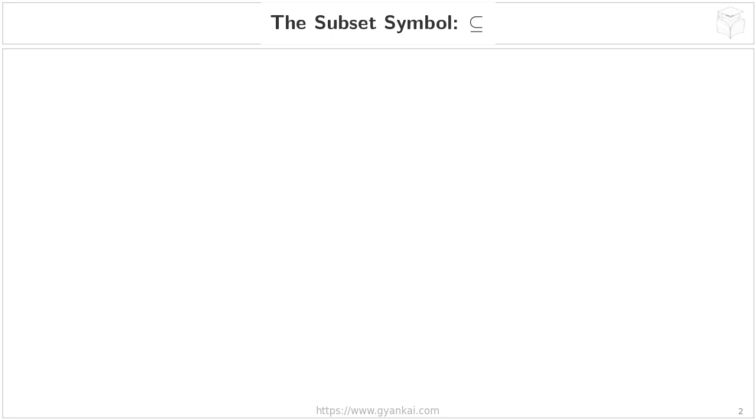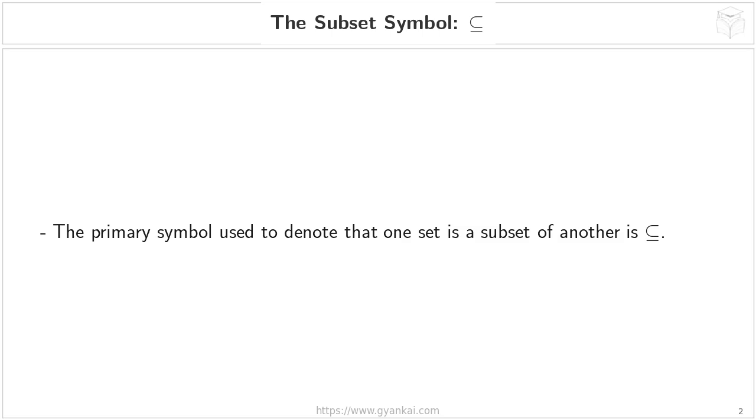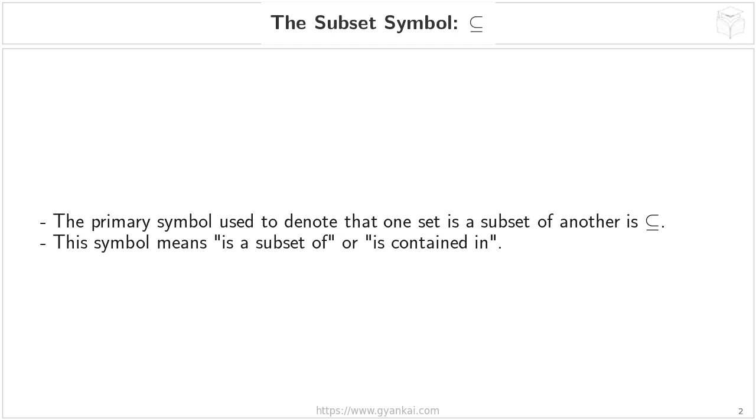The subset symbol. So let's move on to the core of understanding subsets. As we discussed on the previous slide, clear notation is really important in mathematics, and now we're going to focus on the specific symbol we use to show that one set is a subset of another. This slide introduces the symbol, which looks like this. It's a small subset symbol. I would pronounce it as is a subset of.